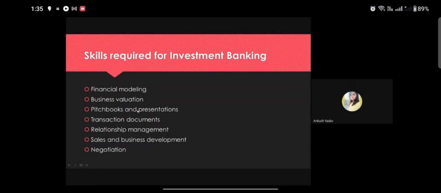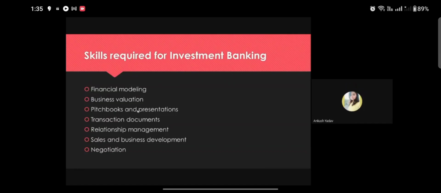Then they have business valuation. They have different valuation techniques to evaluate businesses. They have to create pitch books and presentations from scratch, so that they can go to the client and convince them to invest money in the stocks they are covering. Pitch books are like sales documents. They have an overview of the company, the bullet points, the main points, like how the company has performed in the past years.